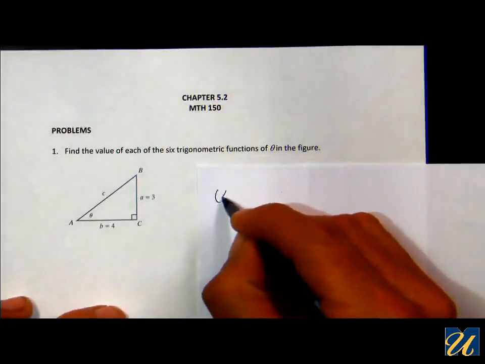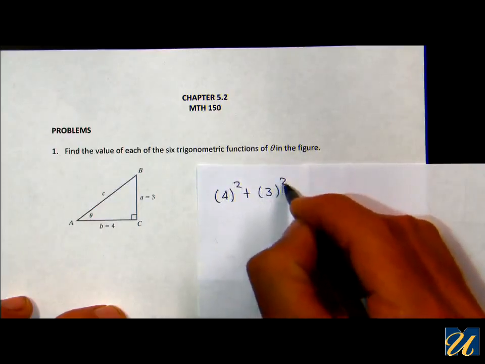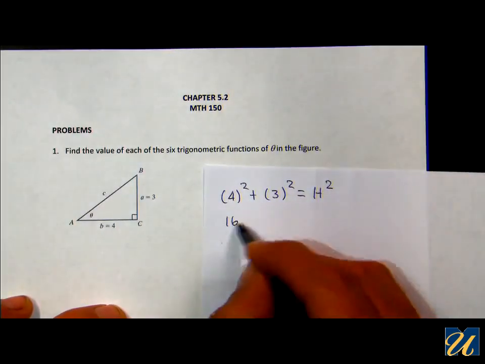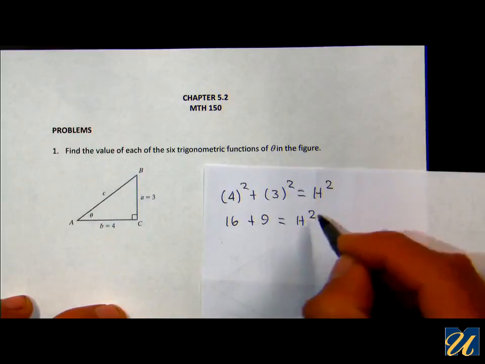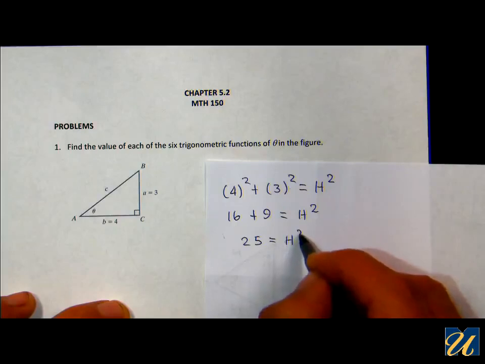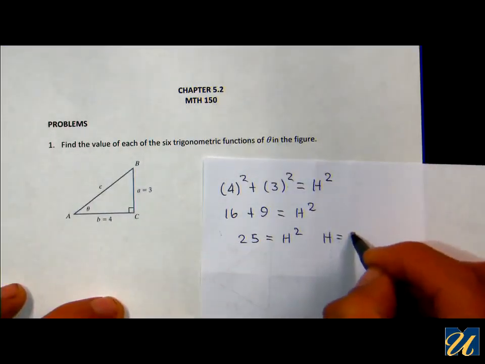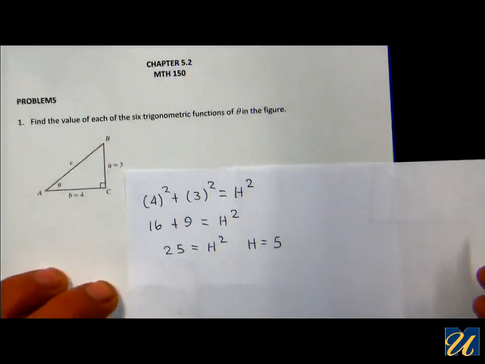The length of one side squared plus the length of the other side squared equals the length of the hypotenuse squared. So 16 plus 9 equals the length of the hypotenuse squared. So 25 is the length of the hypotenuse squared. So taking the square root of both sides, the hypotenuse will be 5. So this is a 3, 4, 5 triangle.